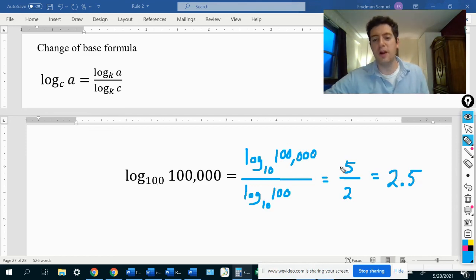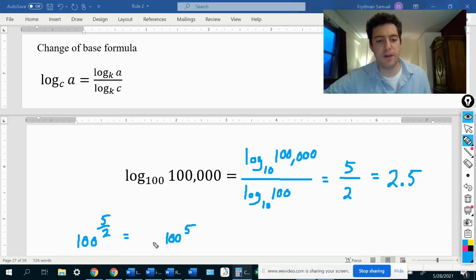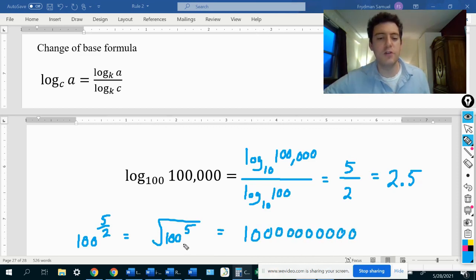Okay, and so what this means is that 100 to the power of 2.5 is 100,000, or in other words, 100 to the power of 5/2 is 100,000, which literally means we have 100, and we're going to raise that to the 5th power and then take the square root of that. And what would that give us? Let's see here. So 100 to the 5th power, we would end up with 10 zeros there. 1, 2, 3, 4, 5, 6, 7, 8, 9, 10. If we do 100 times 100, 5 times, that would give us 10 zeros.